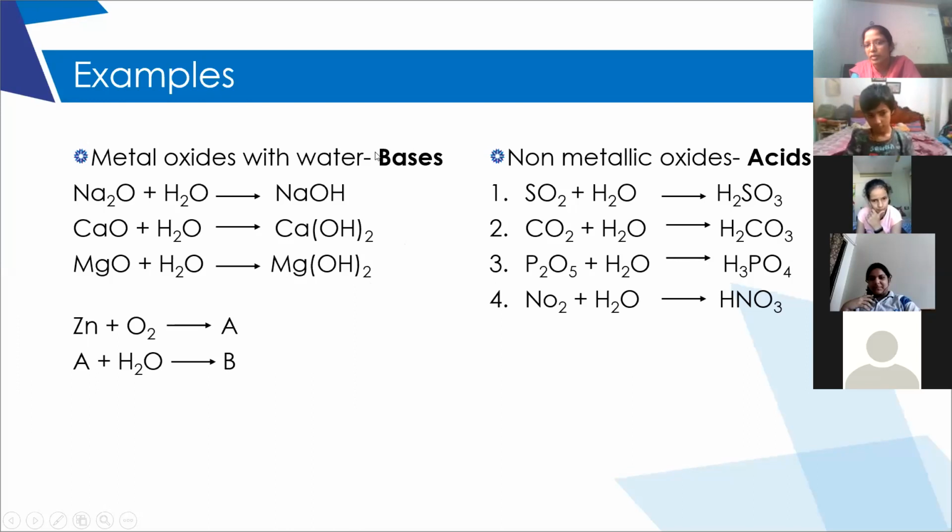Metallic oxides with water form bases, right? So zinc oxide plus water, what do we get? Kushi, what do we get? ZnO2. Zinc hydroxide. No, what is the valency of zinc? First chapter, what is the valency of zinc? 2. Zn2+, right? So oxygen is 2, Zn is 2. What will be the formula of oxide here?